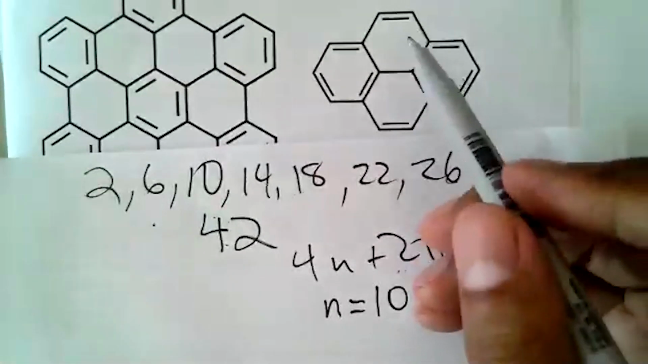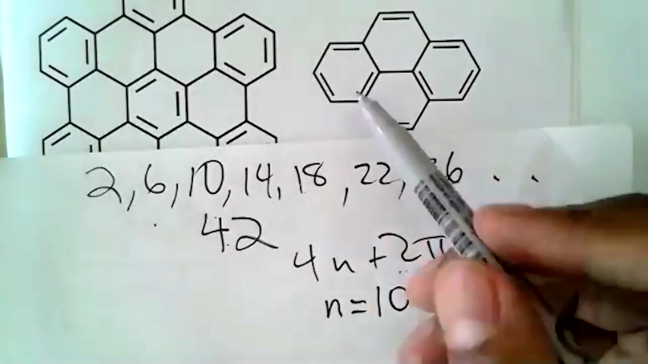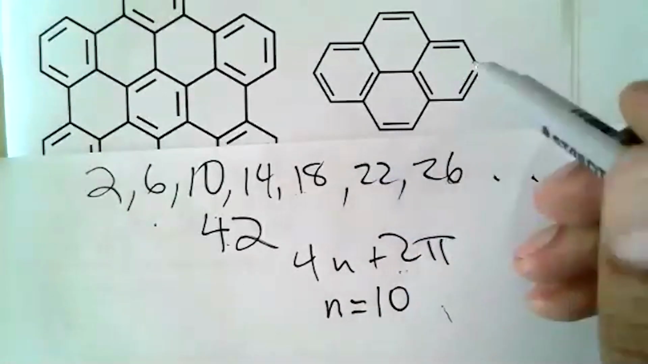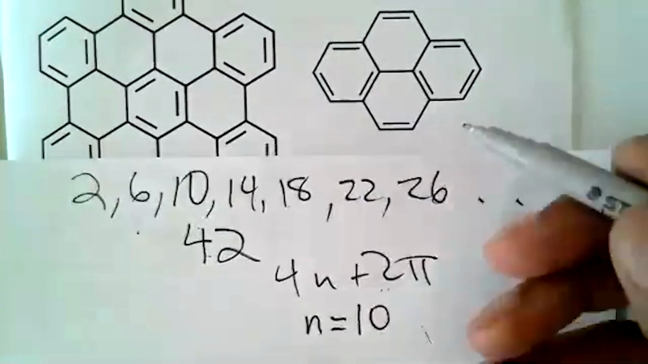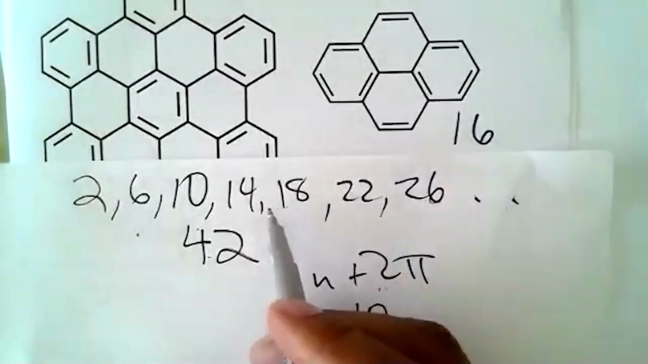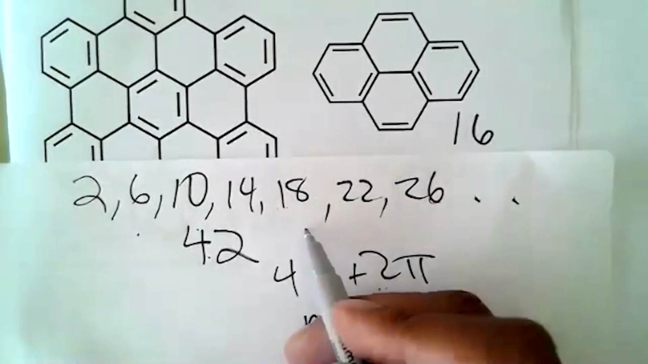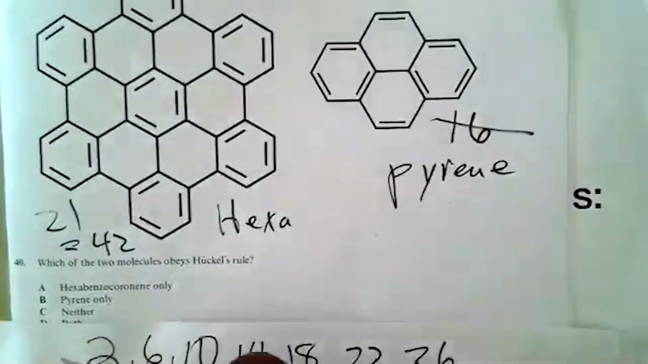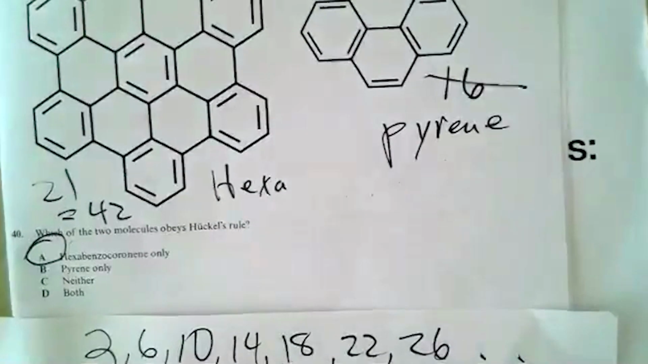Okay, let's check this one out. We have 3 here, we have 1 here. That's 4 doubled, so that's 8. You can count them: 1, 2, 3, 4, 5, 6, 7, 8 double bonds. Double that for the number of electrons, 16. Look at our numbers. 14 obeys, 18 obeys, 16 does not obey. So the answer for number 3 is going to be A.